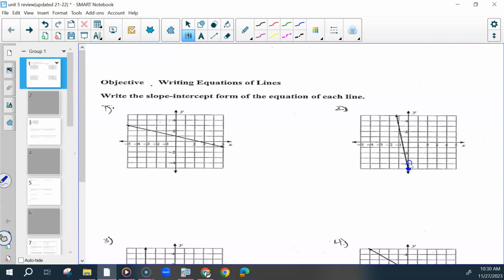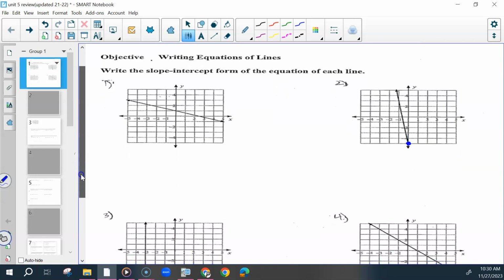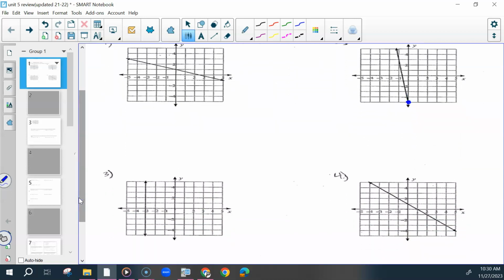For number 3, wouldn't that be undefined? The slope would be, but remember we're writing the equation for this, so the slope is undefined, which is what type of line? Vertical. x equals or y equals? x equals, and you would write the number where it crosses the x-axis. So make sure that you are paying attention, writing the equation, not the slopes here. Other questions on this page?